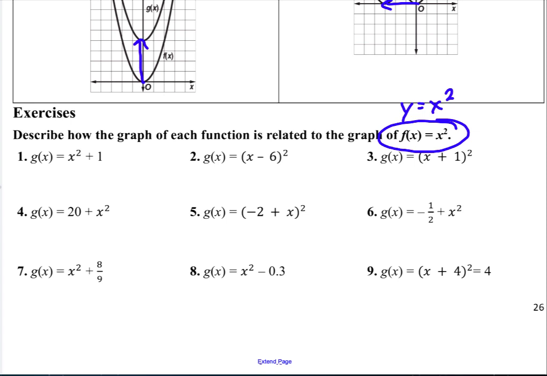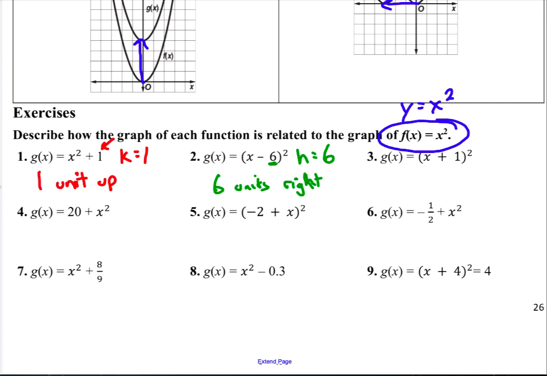So take a look at the first one. Notice there's something added on after the squared term. That means it's my k value. I have a k of 1, so it's going to go 1 unit up. Here, I have inside the parentheses, it's before it's squared. Well, that makes it my h value. I have an h of 6. That means it's going to move 6 units right. My h value slides it left and right. My k slides it up and down.